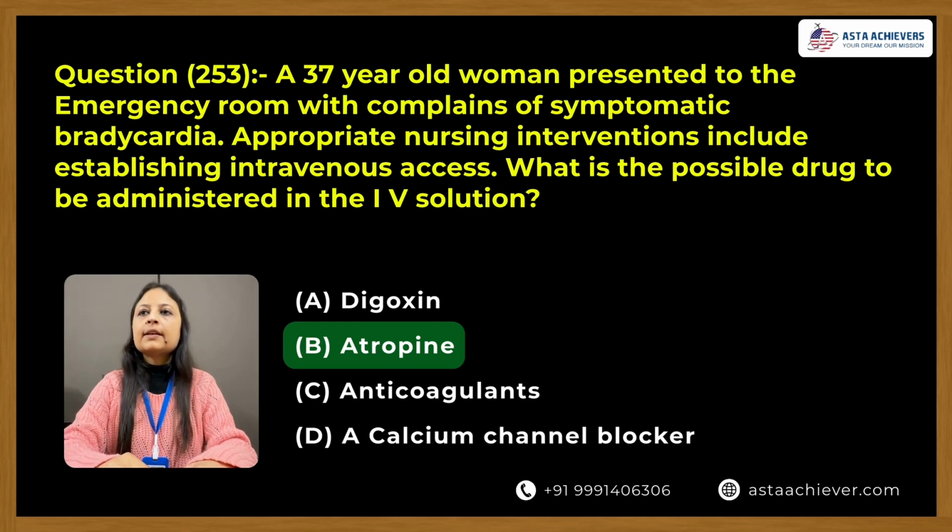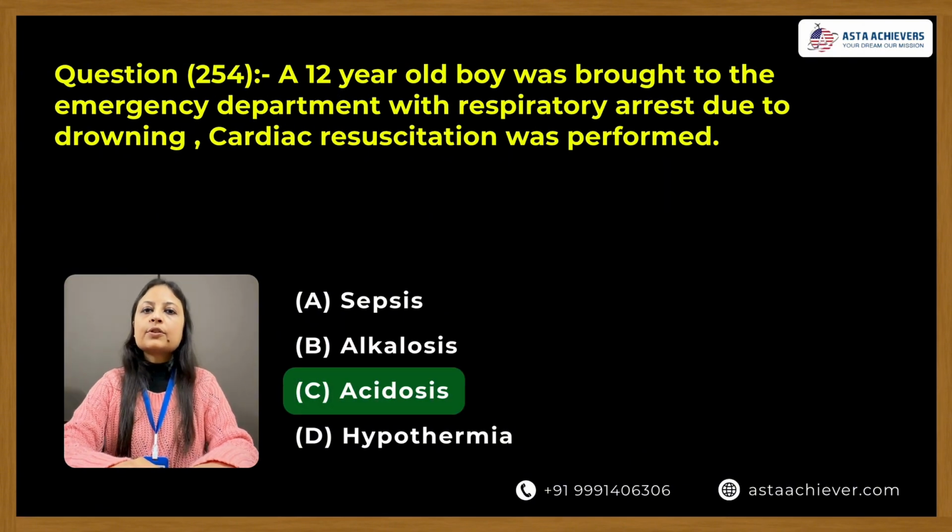Question 253. A 37-year-old woman presented to the emergency room with a complaint of symptomatic bradycardia. Appropriate nursing intervention includes establishing intravenous access. What is the possible drug to be administered in the IV solution? Option A, digoxin. Option B, atropine. Option C, anticoagulant. And option D, a calcium channel blocker. So option B, atropine, is the correct answer, because atropine is a first line medicine which helps to treat symptomatic bradycardia.